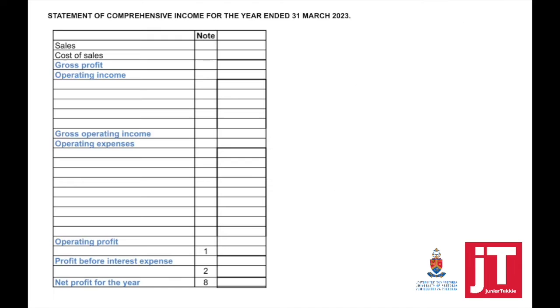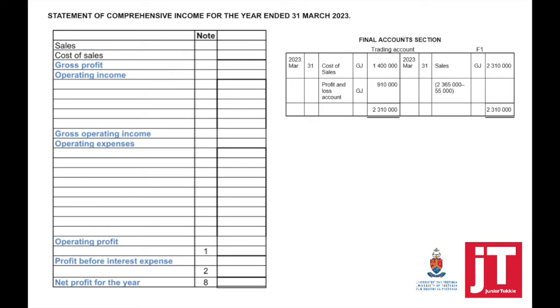So if we look now at the statement of comprehensive income, it will always consist of our trading activity, which is sales minus cost of sales, our operating activity, then investing activity and financing activity. If we look at the trading activity, in other words, sales minus cost of sales, it means that we need to use the trading account.